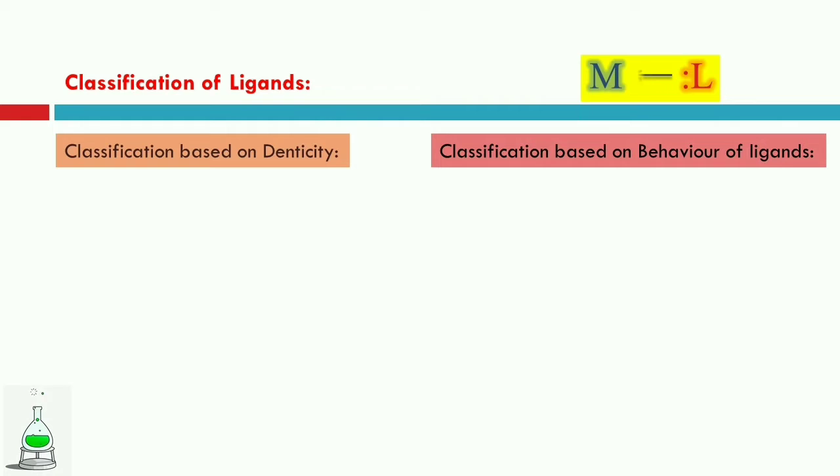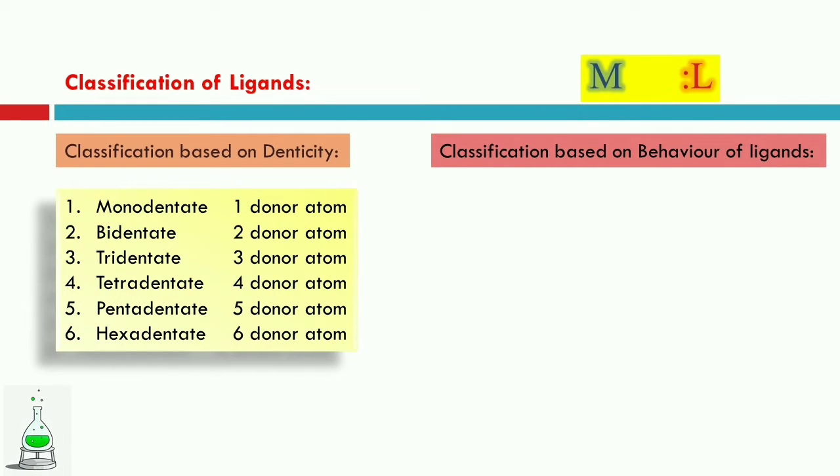As we already know, ligands are a group of ions or neutral molecules which coordinate to the central metal cation. So here ligands are classified on the basis of denticity as well as on the basis of their behavior. First we'll see the classification of ligands based on denticity. Here we have different types of ligands based on their denticity.